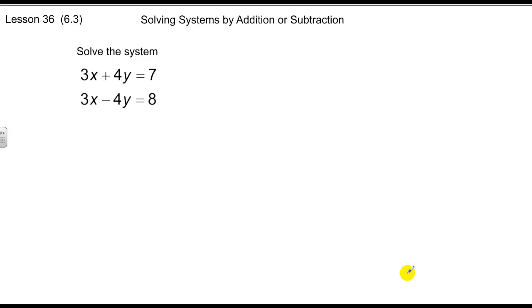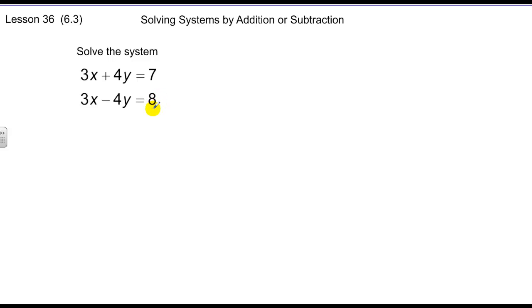So today we're going to continue to solve systems, but we're going to do so by another method. The method we're going to use today is addition and subtraction. And really the only time you do this is when the problem's set up in such a way that you're allowed to do it. Looking at this equation here, we notice that I have 3x plus 4y is equal to 7 and 3x minus 4y is equal to 8.